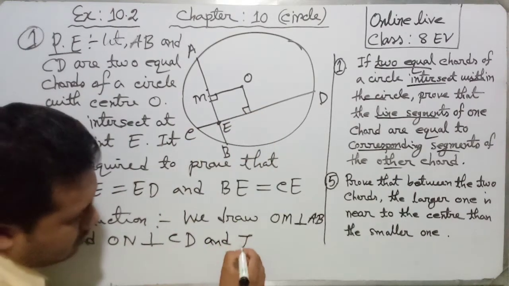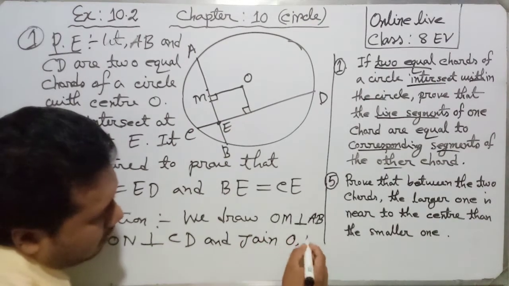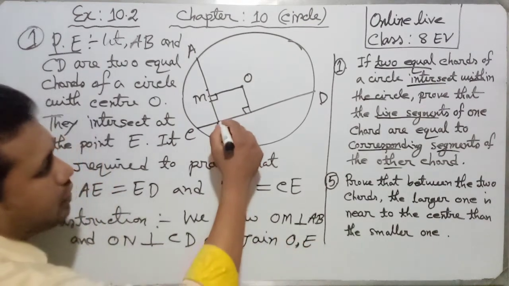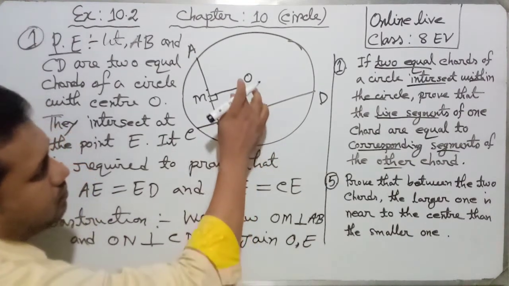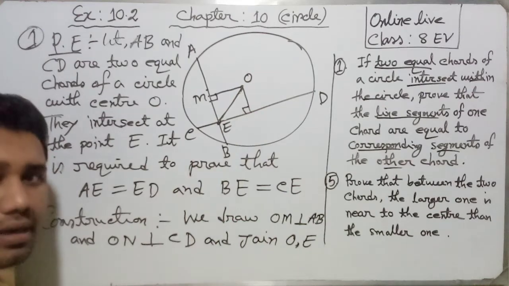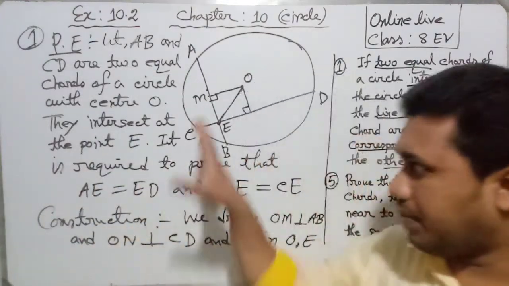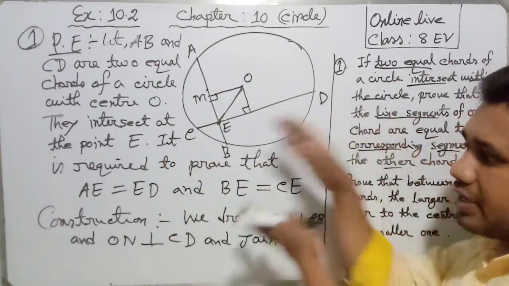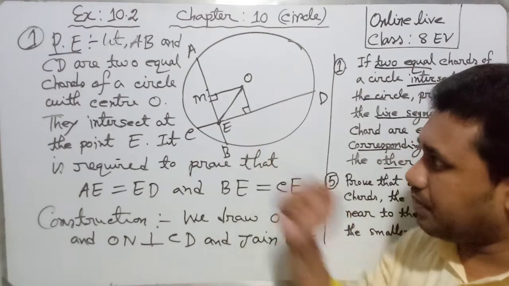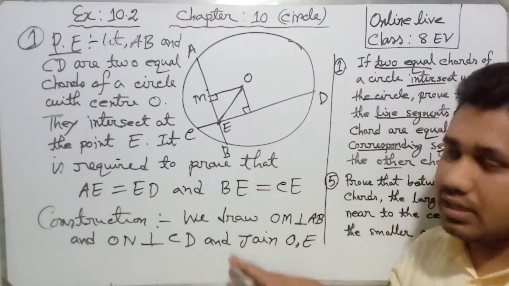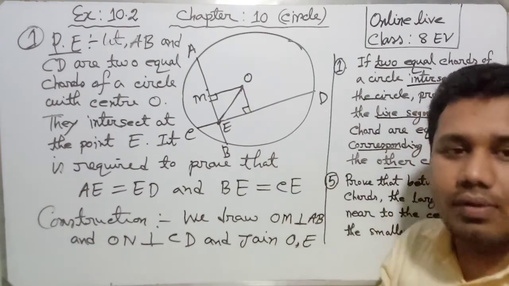And join O, E. Now join O and E. So this is our construction part, dear students. Particular enunciation means we have to explain the question in our own sentences. This is our particular enunciation, and this is what is necessary to prove. This is our construction. Now we will go to our proof part.